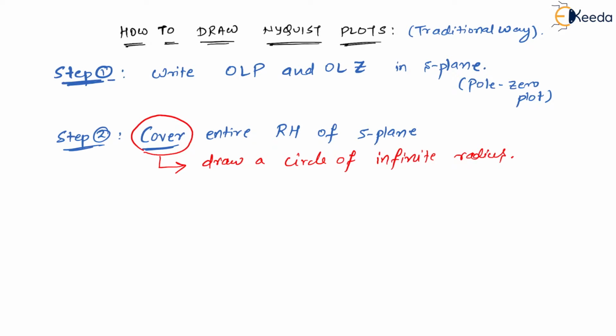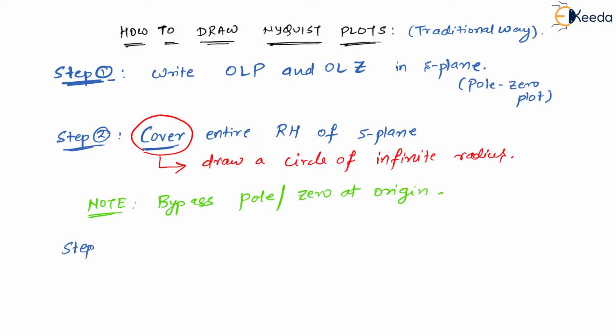In this second step only, you have to write a note. What is that note? Note is that you have to bypass pole or zero at origin. What do you mean by that? I will tell you that. Don't worry. We will take n number of examples on this. Okay? Yes. And the step 3 is what?